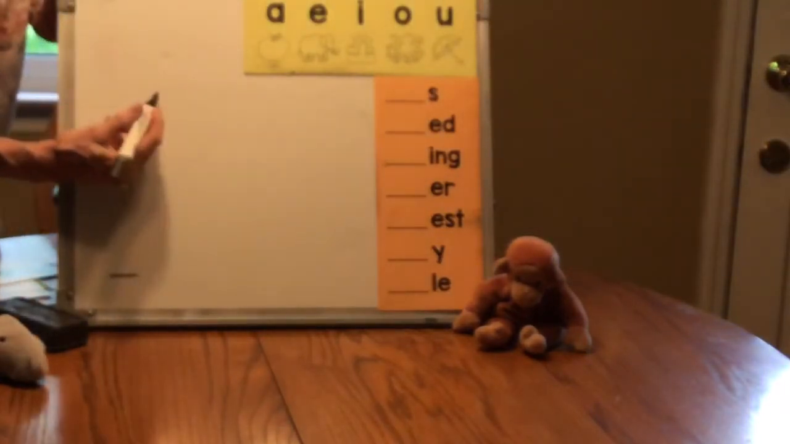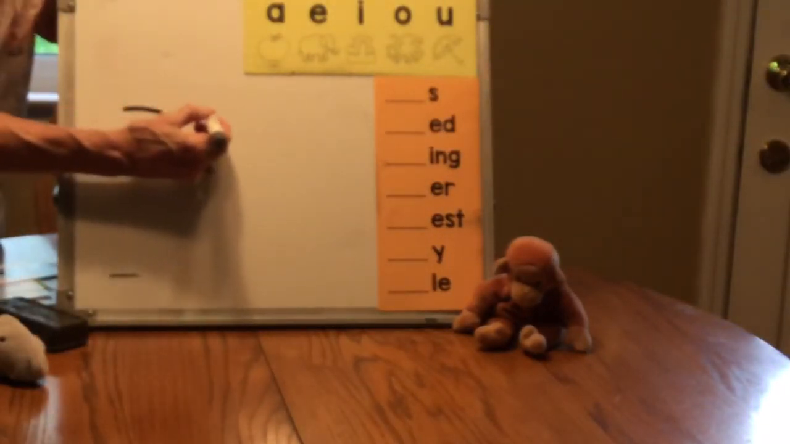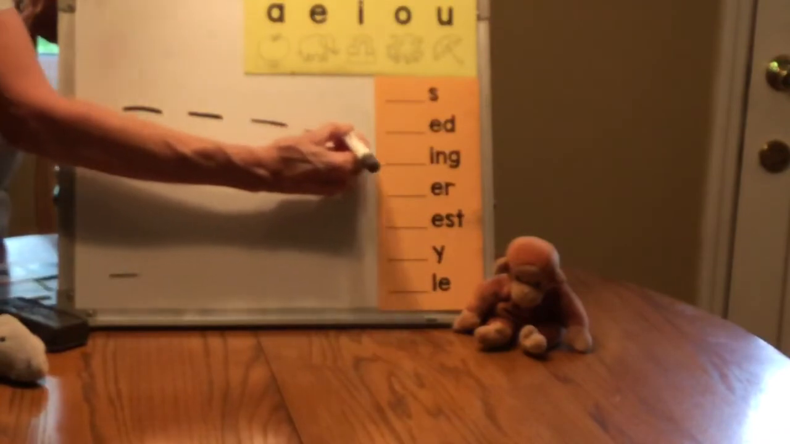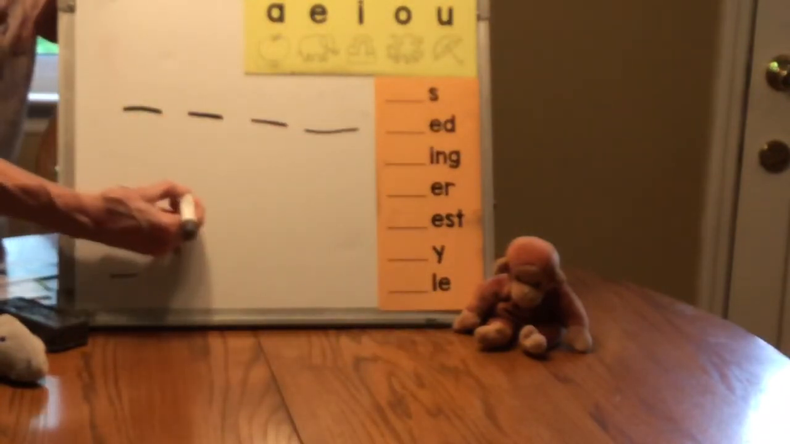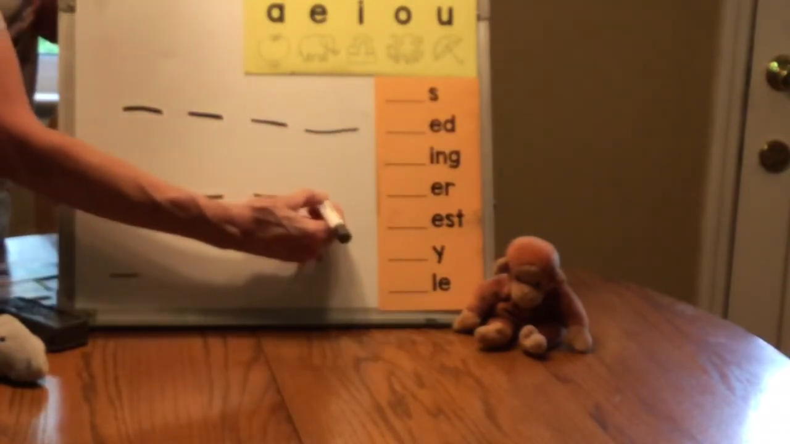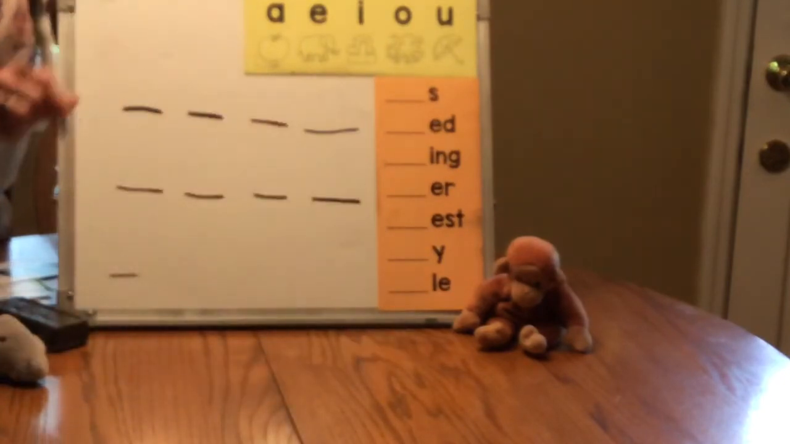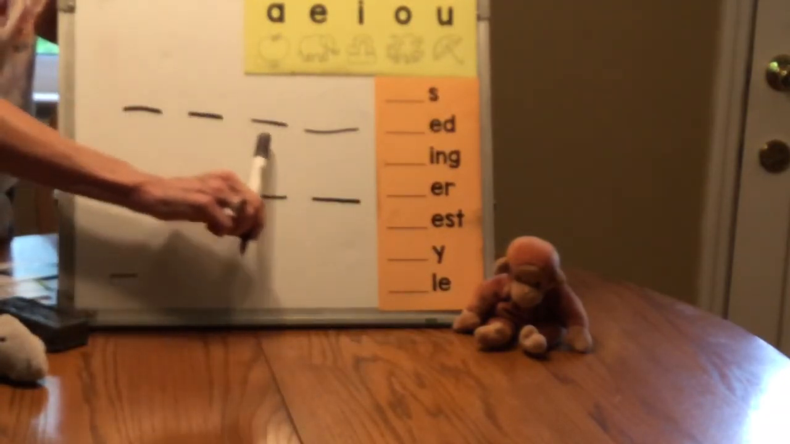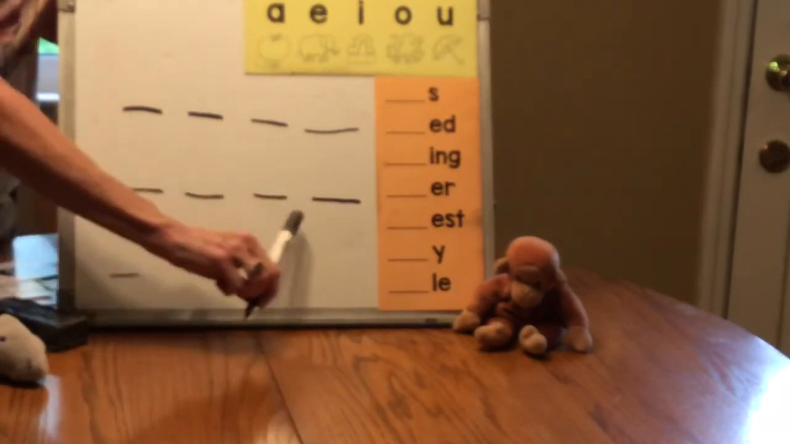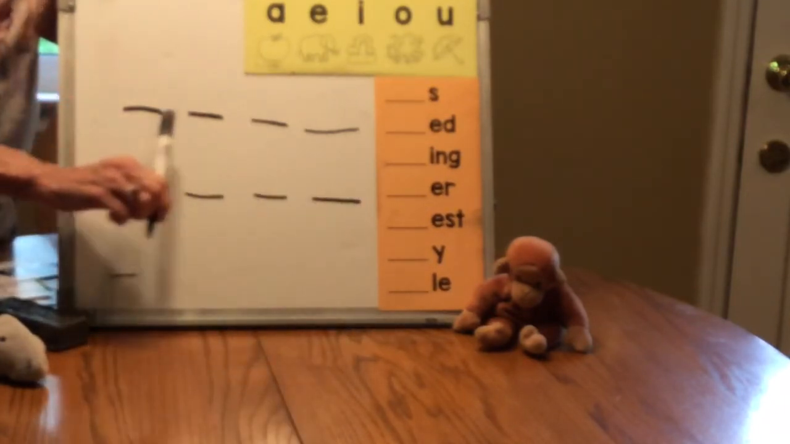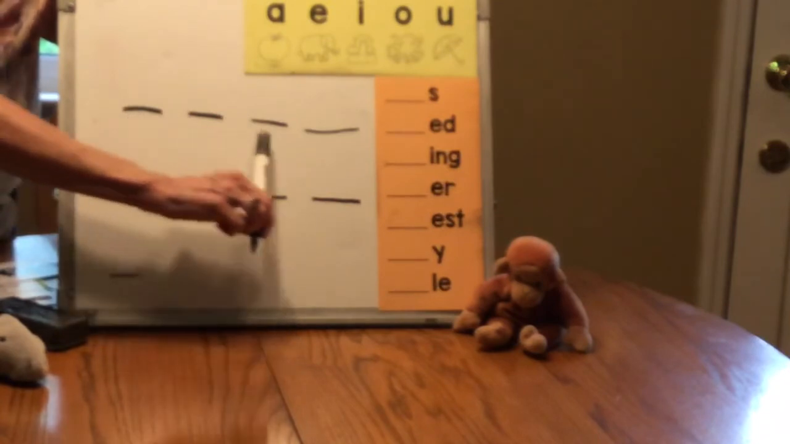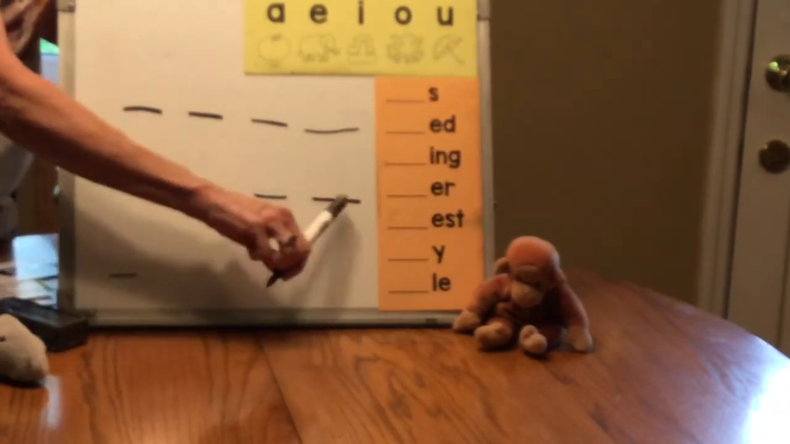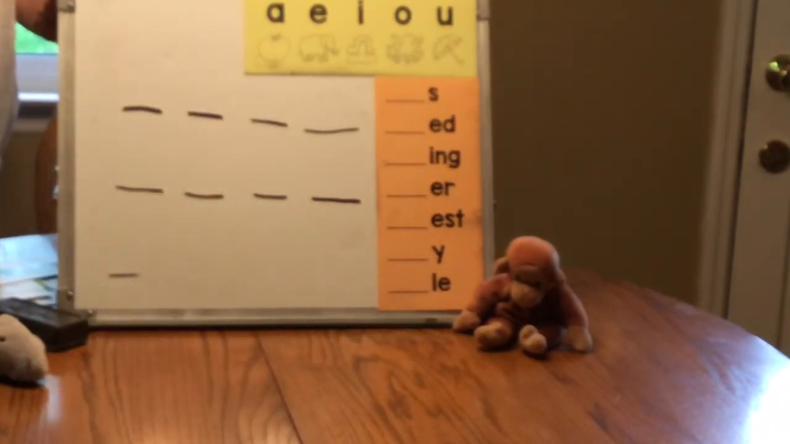So let's plan it. Dad had a joke that made me smile. Say it to yourself as you're writing it. Dad had a joke that made me smile. Pause your video and come back when you are done writing.